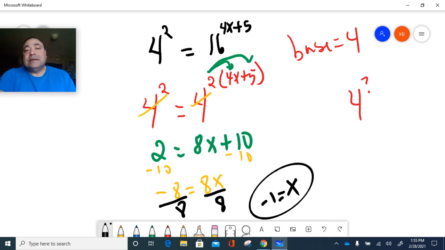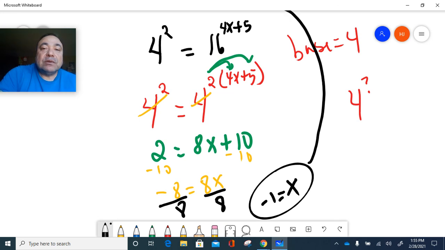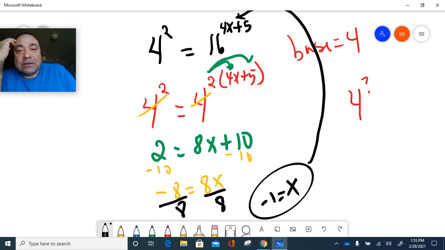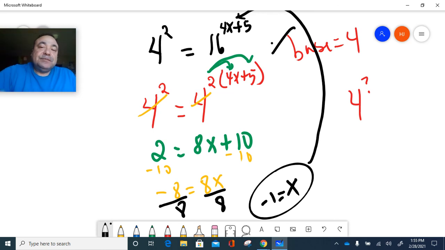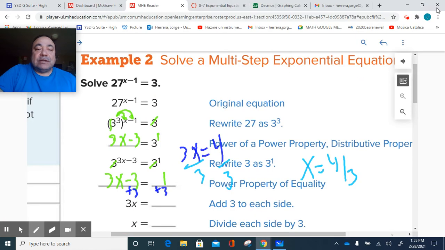There it is. So if I put negative 1 in here and substitute, negative 1 times 4 will be negative 4. Negative 4 plus 5 will be 1. 16 to the first power will be 16. 4 to the second power will be 16, so it checks. It's one of those nice ones that really lend itself to scrutiny, guys. So the bases are the same, then you can multiply, do the distributive property, set the powers equal to each other, and you're done. Isn't that cool, guys?